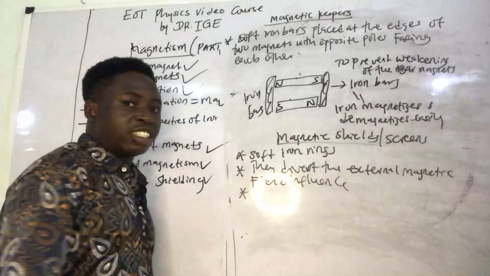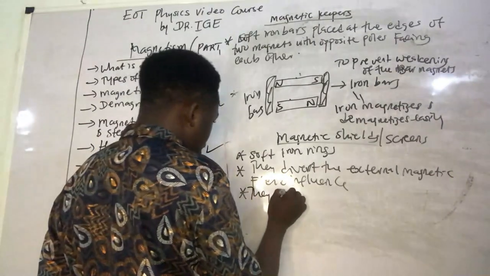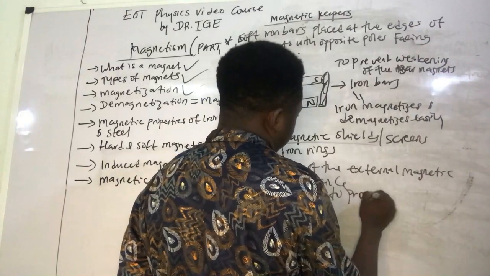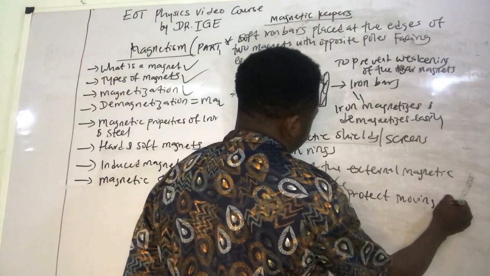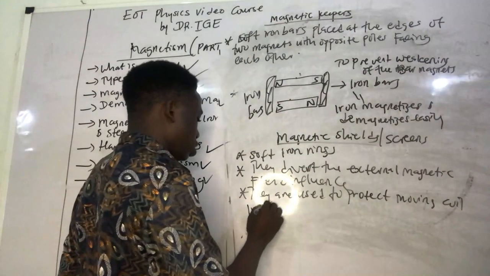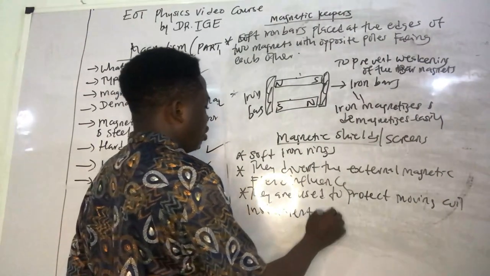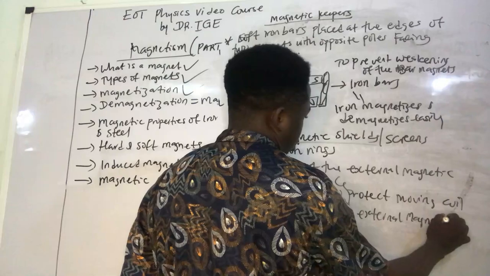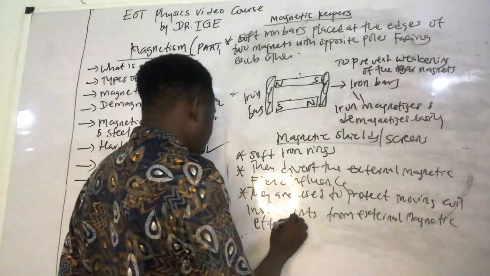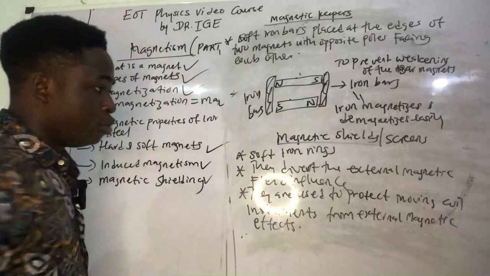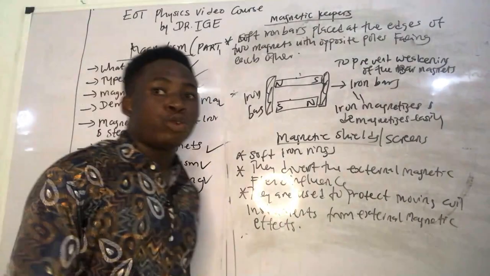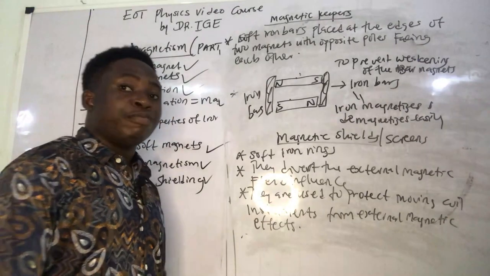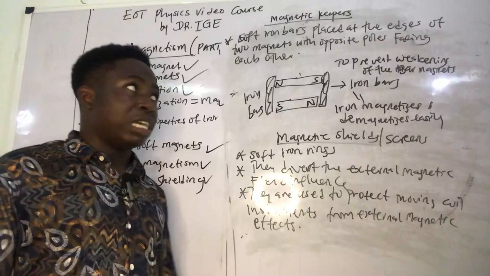One of the usages is that they are used to protect moving coil instruments from external magnetic effects. You understand? They are especially used for what? Moving coil instruments. Examples of moving coil instruments: we have the moving coil meter, which is the galvanometer itself. You understand? Also, we have the moving coil galvanometer, moving coil ammeter. They are many.